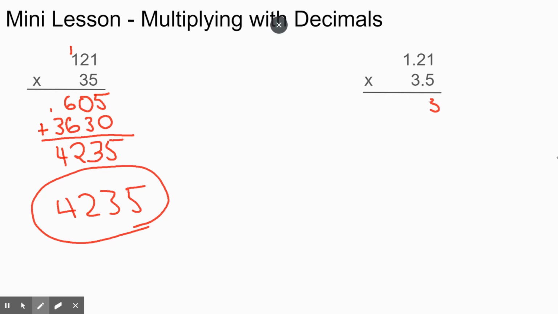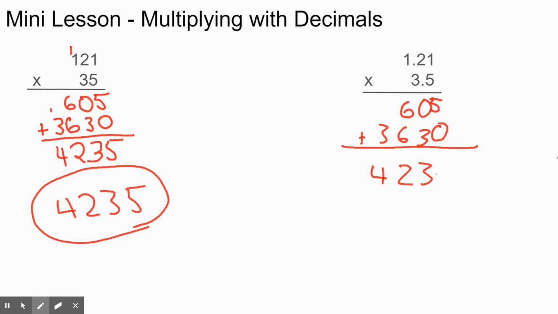So again, we did 5 times 1, 5 times 2, and then 5 times 1 again. Put our 0 here. 3 times 1, 3 times 2, and then 3 times 1 again. So we have 3, 6, and 3. And then we add them together. We got 4,235.